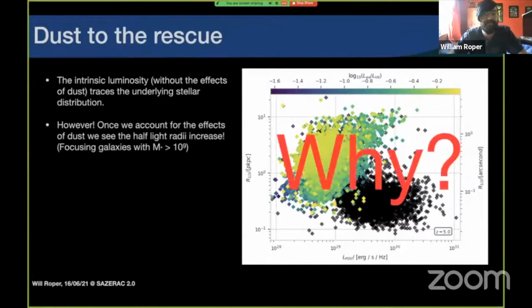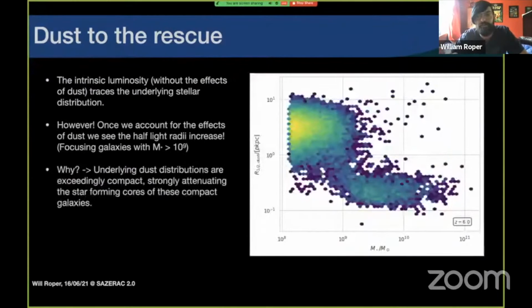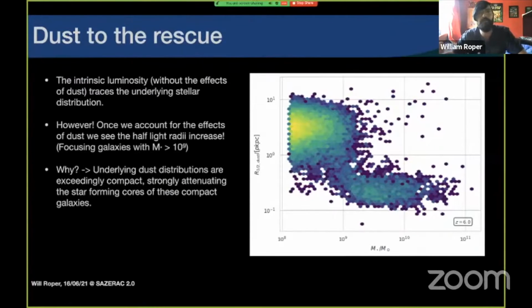Why is this happening? And you might be able to guess, just by knowing your physics, that it's the concentration of dust. So these exceedingly compact cores are producing metals fairly rapidly and seeding the core with dust, which then extincts the flux, and you actually see the outer edges much brighter than the inner parts, leading to a much higher perceived size when you're looking at the attenuated fluxes.